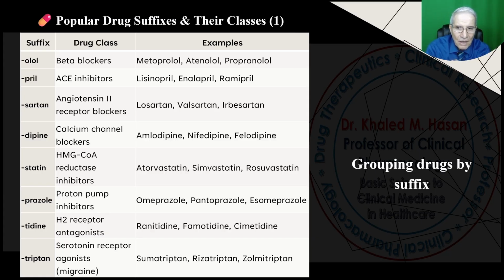Okay, next, as you can see, we have triptan, and this is speaking about serotonin receptor agonists, a group of medication used for headache and migraine. We have sumatriptan, rizatriptan, zolmitriptan. And on this slide, you can see we have class number 1, popular drug suffixes for class number 1. Then we can move to another group of medication.